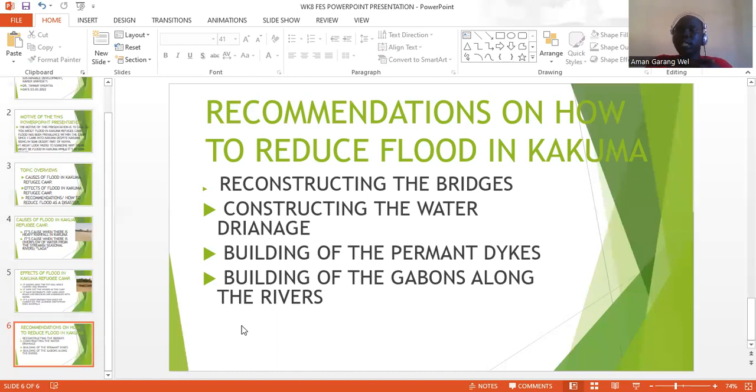Another thing is building permanent dikes. The building of permanent dikes is one of the things that needs to be done. For example, when the dikes are put across or near the seasonal rivers, blocking their turning point or their drainage, it should be very simple for us to reduce the flood in Kakuma refugee camp. When the rivers are overflowing, it will be very hard for the overflowing water to reach the level of the dike, so that the water will never overflow again and the people will never be affected.